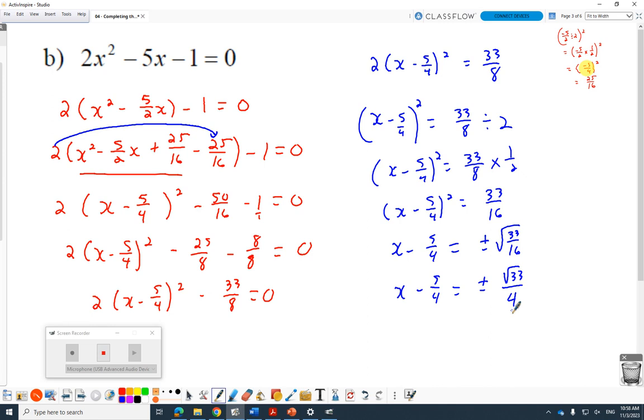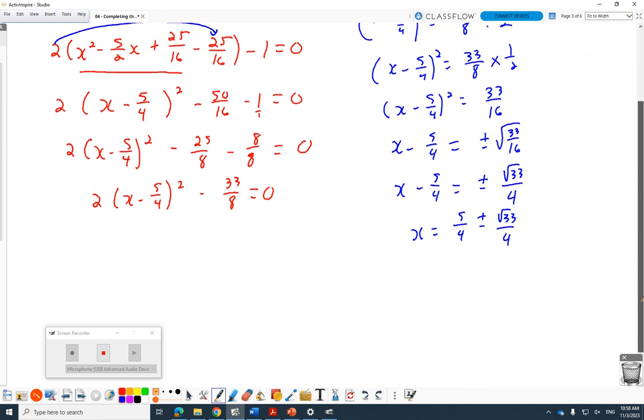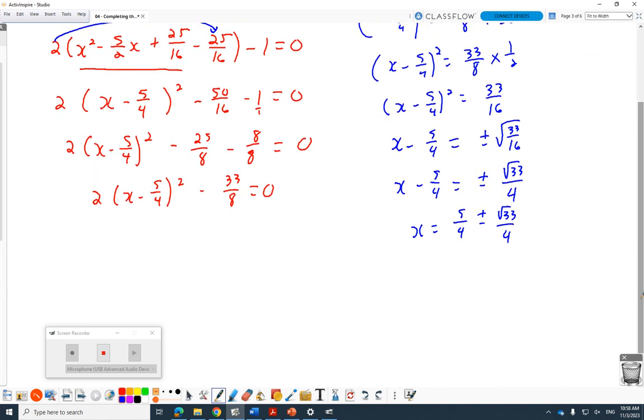Last step, almost last step. This. Scroll down a little bit there. Let me know if you need me to scroll back up again. And actually, these are the same denominator. So now I can write it as, if I wanted, 5 plus or minus root 33 over 4, which might be triggering something in your brain from last year.